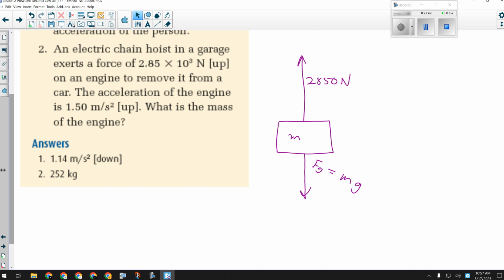The other thing I know though is here's the acceleration of the engine. That's the net acceleration. That's the combination of the upward force and gravity partially canceling each other out. If it was just that 2,850 newtons, that engine would be flying upwards. But gravity is holding it back, as gravity always does. So they want to know what the mass of the engine is. How am I going to go about getting that?